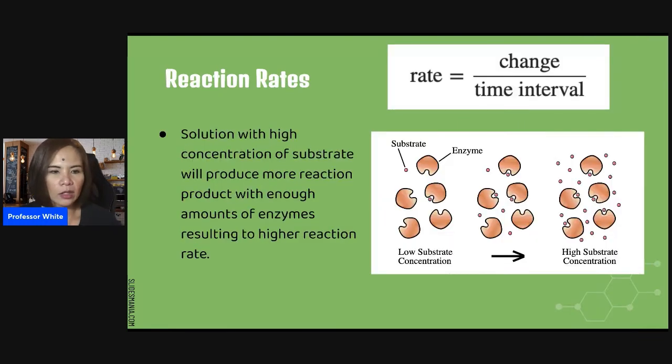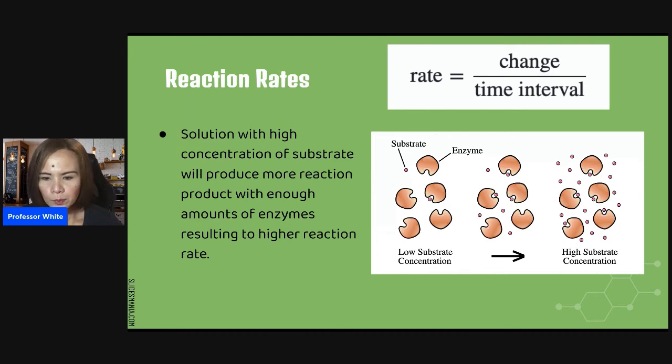Let's take a look over here. As I mentioned, reactions are influenced by several factors. For example, enzyme concentration and substrate concentration both affect it, right? So the solution with high concentration of substrate will produce more reaction product with enough amount of enzymes, resulting in a higher reaction rate. So you can see here.